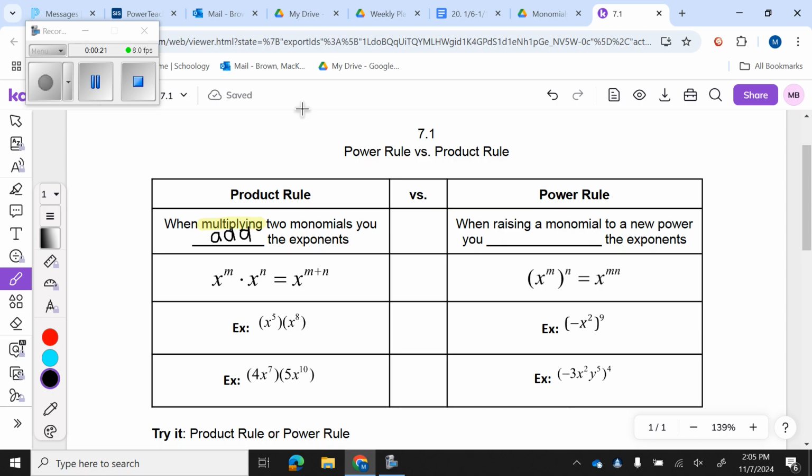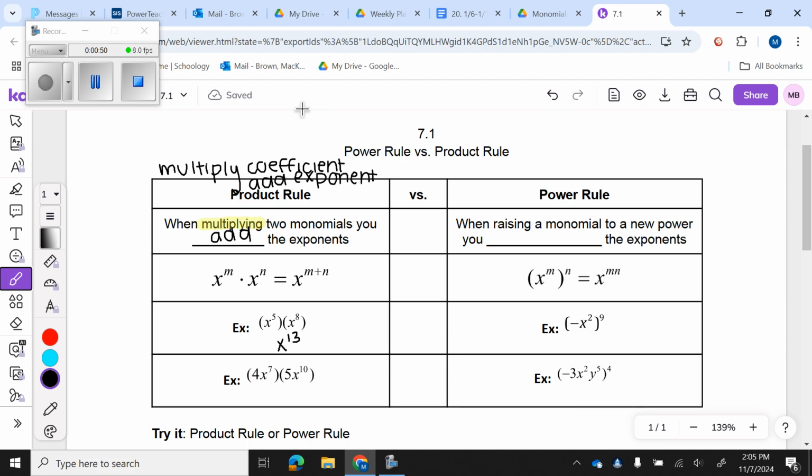So for example, when I do x to the fifth times x to the eighth, I'm going to add those exponents and get x to the 13th. You're going to add your exponents. Another thing that might be helpful, I would write this: you're going to multiply your coefficients and you're going to add your exponents.